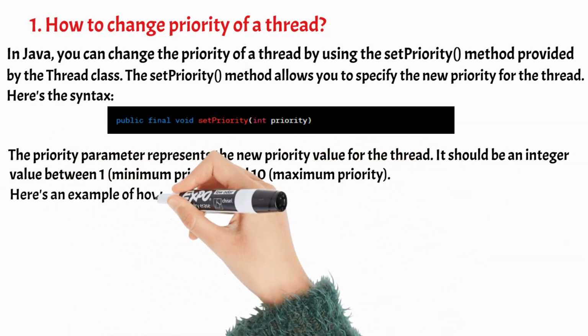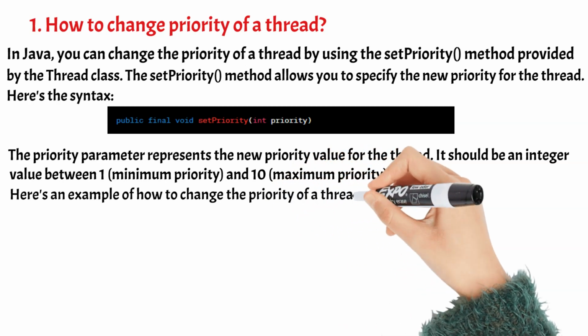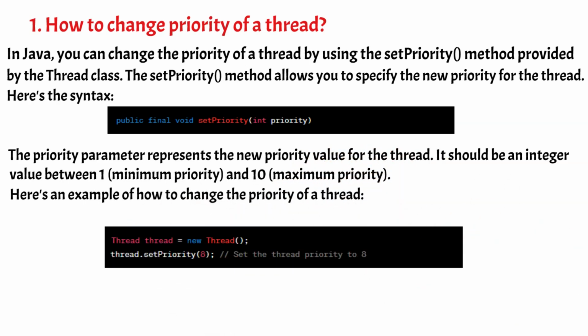Here's an example of how to change the priority of a thread. In this example, the setPriority method is called on the thread object to change its priority to 8.